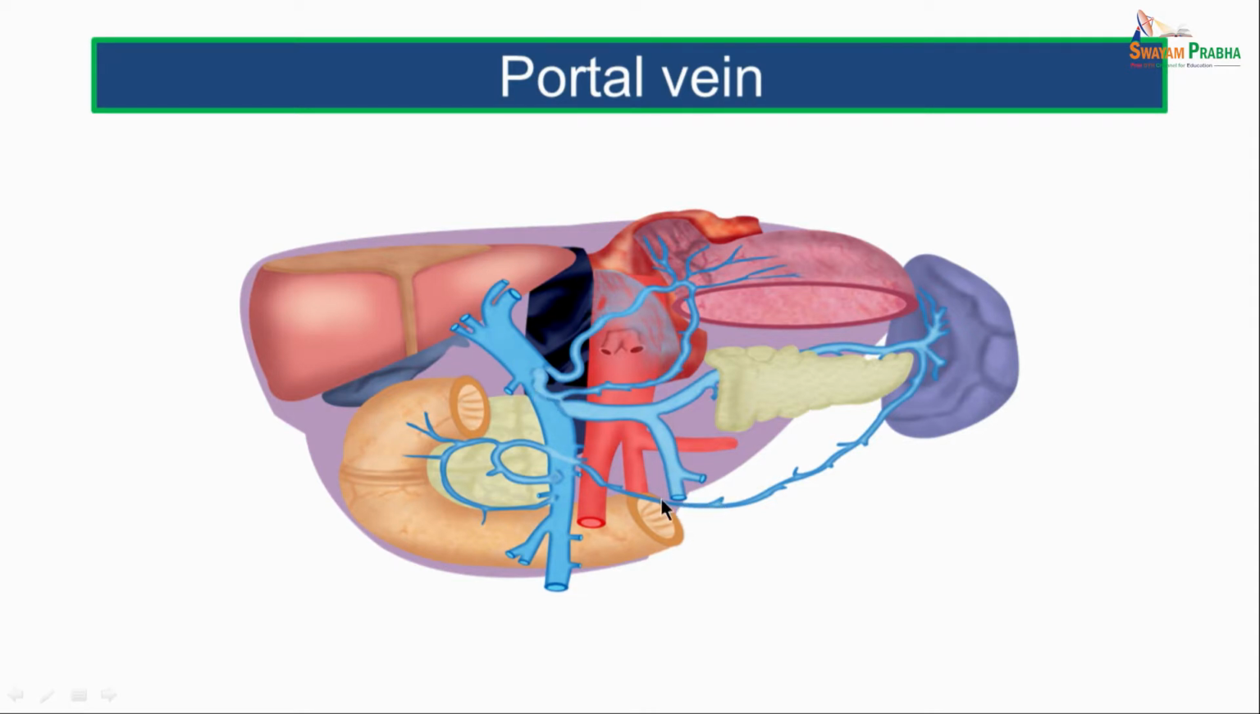The right gastroepiploic vein directly drains its blood into the superior mesenteric vein. The left gastric vein receives the veins that drain the lower part of the esophagus and drains into the portal vein. The right gastric vein also drains into the portal vein.